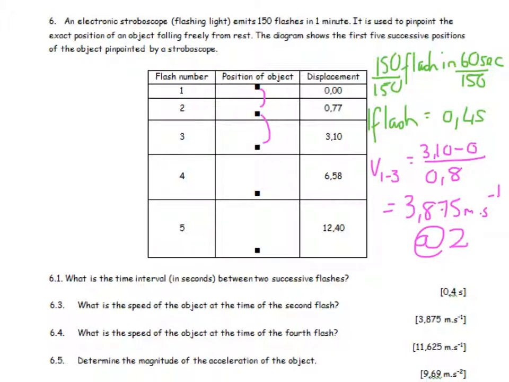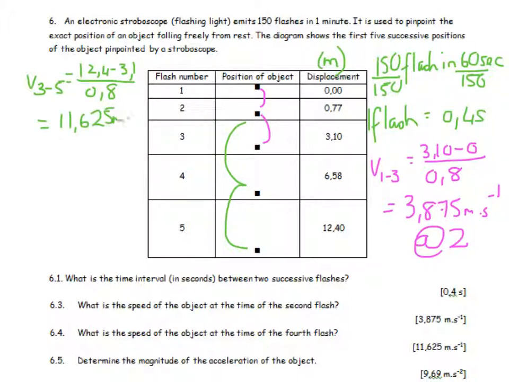What is the speed of the object at the time of the fourth flash? This time I'm going to go from the third flash to the fifth flash, so 12,4 minus 3,1. I suppose this displacement should have said meters; there isn't a unit there. Then I divide through. Again, it's 2 spaces, so it's 0,8, and I get an answer of 11,625 meters per second.